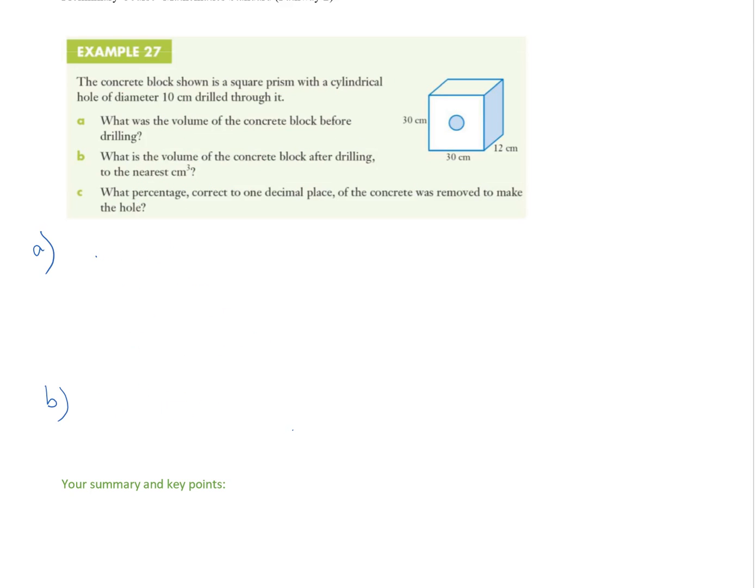In this example, you'll really have to read very carefully because there's quite a bit of information that, if you don't register, you'll find it difficult to get the right calculation. So the concrete block shown is a square prism with a cylindrical hole, diameter 10, drilled through it. A wants the volume before drilling, B is the volume after drilling to the nearest centimetre cubed, and C is a percentage question. What's the percentage, correct to 1 decimal place, of the concrete that was removed to make the hole?